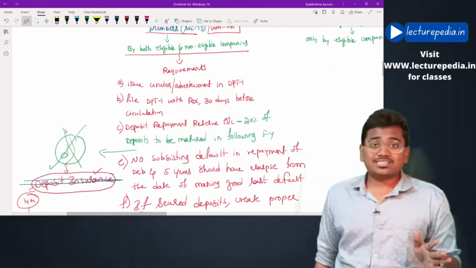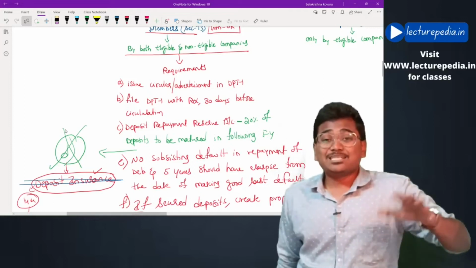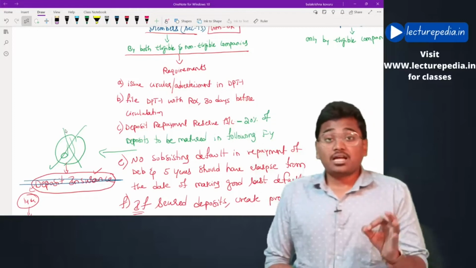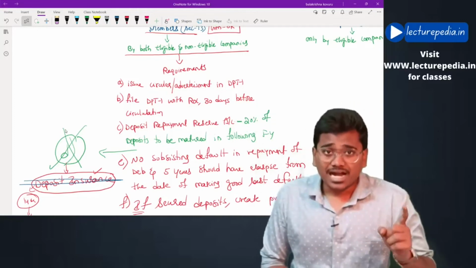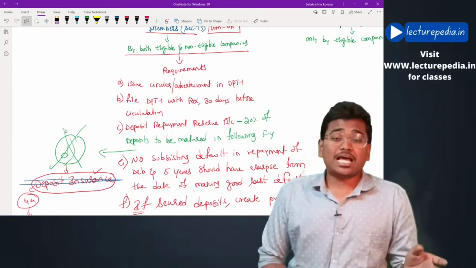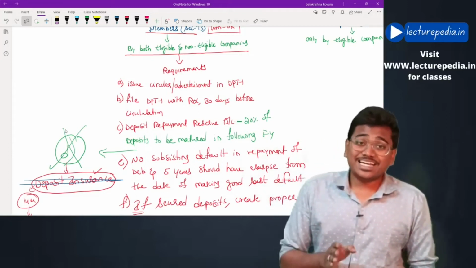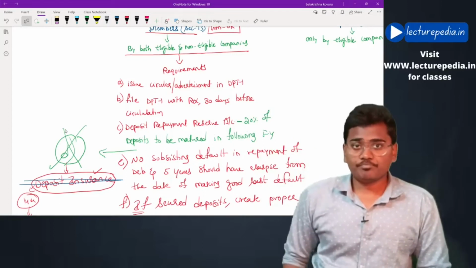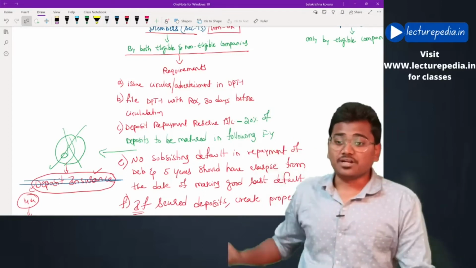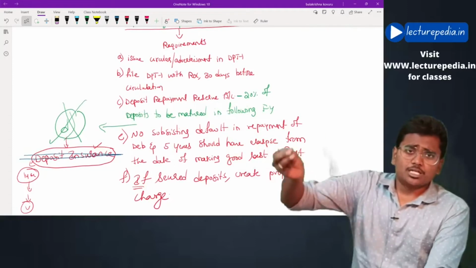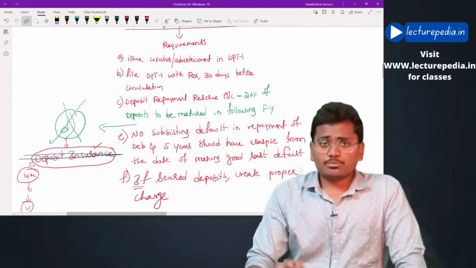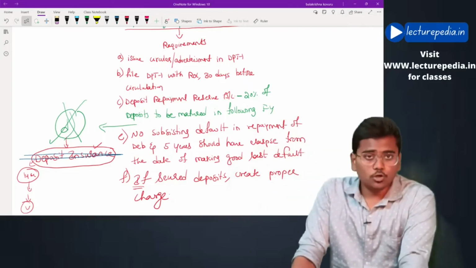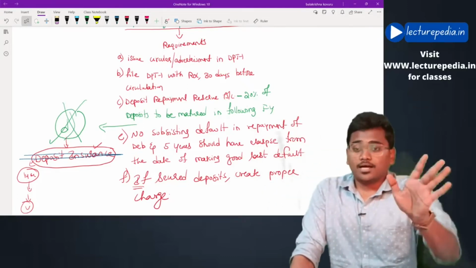And also another condition is that there must not be any subsisting default in repayment of deposits, and at least 5 years should have elapsed from the date of making good the last default. Even that condition has to be satisfied. And the fifth condition, if the deposits are secured deposits, there must be a proper charge created over those deposits. Hope this is clear.